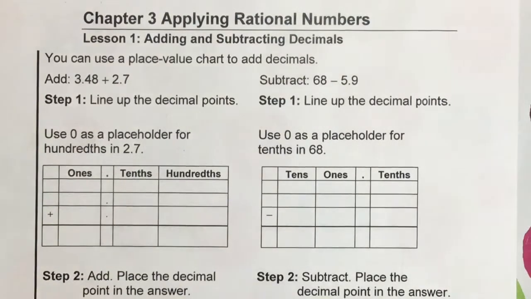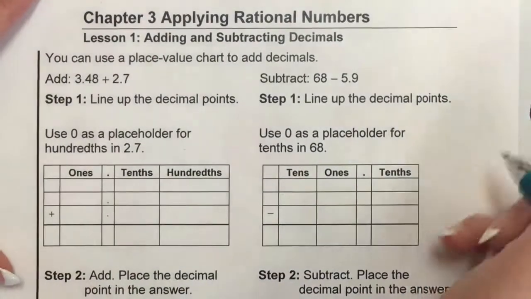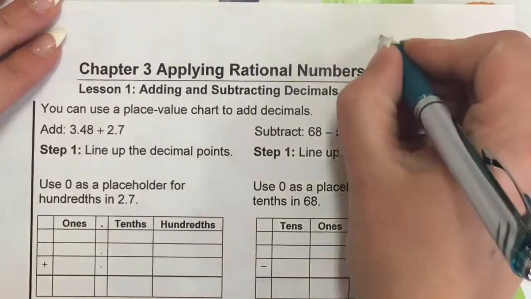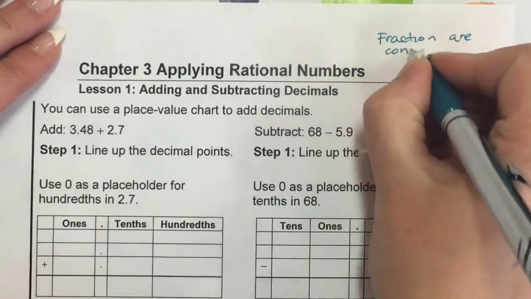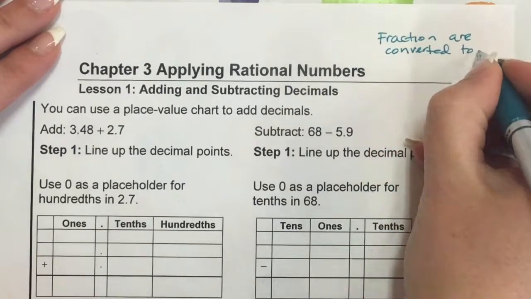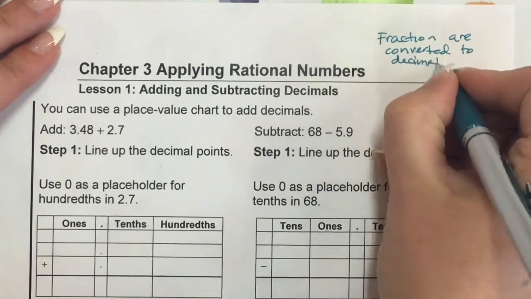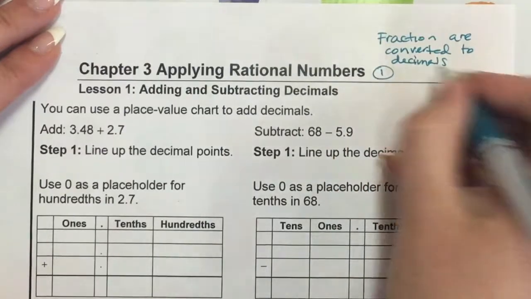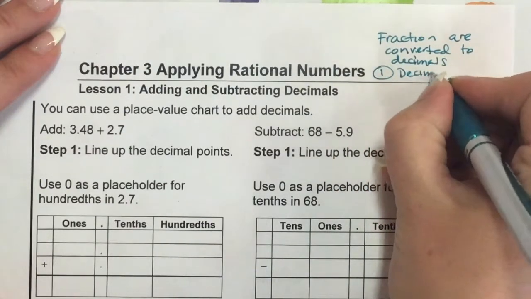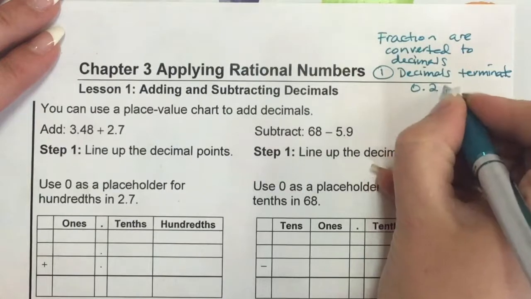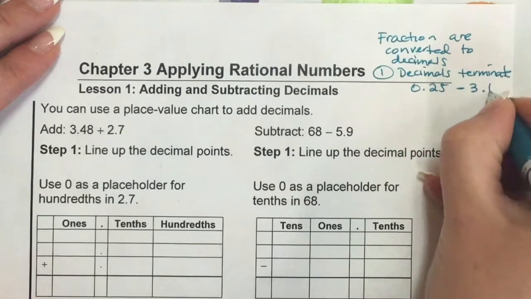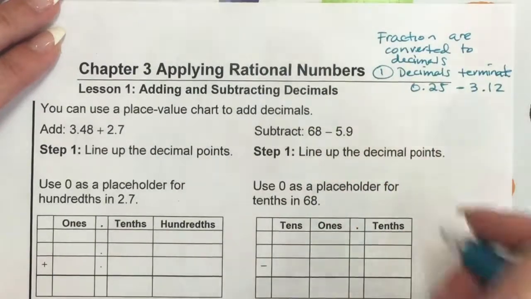Hello everyone, we are starting with chapter 3, applying rational numbers. Now remember, rational numbers are numbers that can be written as fractions, that when the fractions are converted to decimals, they have two characteristics. The first is that the decimals terminate, like 0.25 or negative 3.12. Okay, so they stop, they terminate.